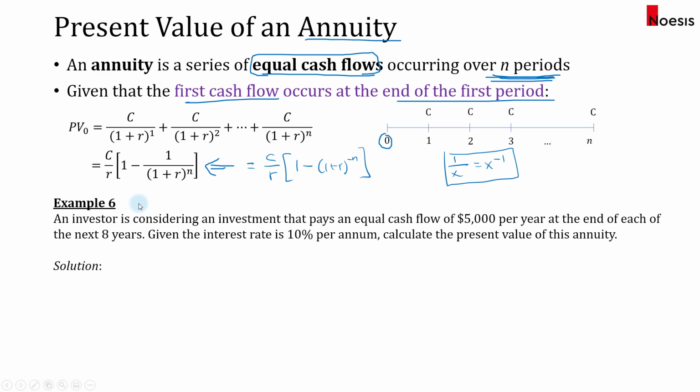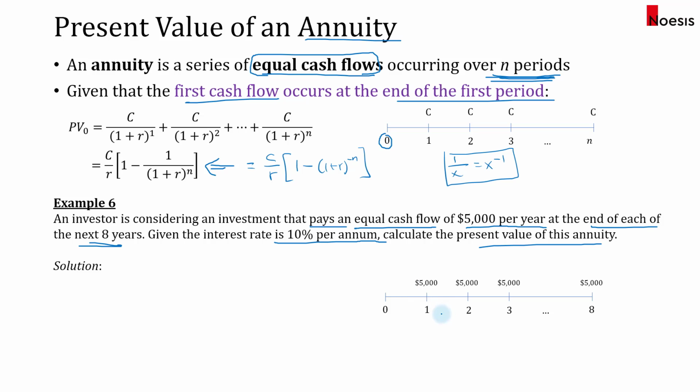Now let's look at example 6. An investor is considering an investment that pays an equal cash flow of $5,000 per year at the end of each of the next 8 years, and the interest rate is 10% per annum. Calculate the present value of this annuity. The equal cash flow is $5,000 per year starting from year 1 up to the end of year 8.